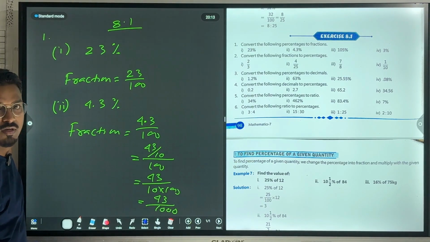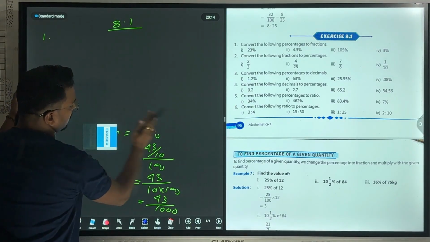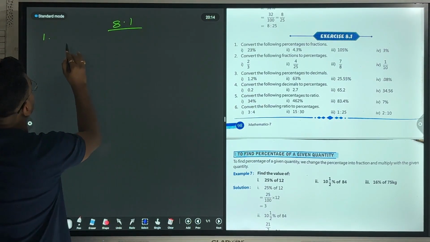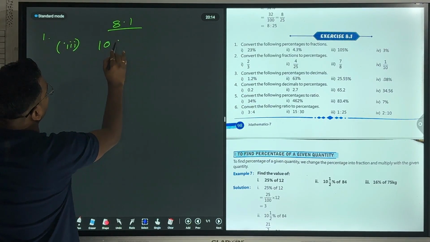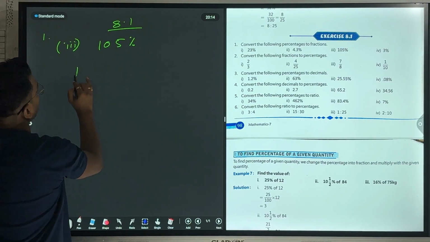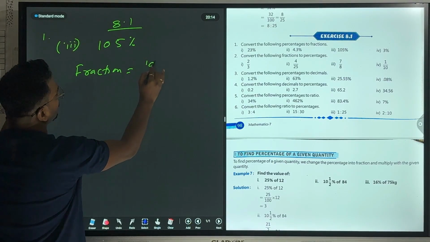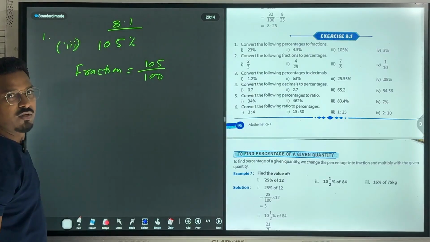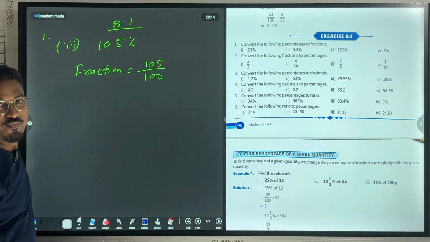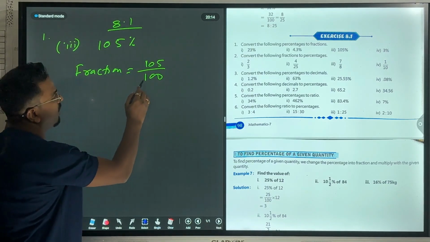So, 105% means you have to divide by 100. Very simple questions. Here it is given 105%. If you want to convert into fraction, then you have to write 105 by 100. Now, in this case, you can see you can cancel it, right? You can cancel by 5. So, we will try to cancel by 5.